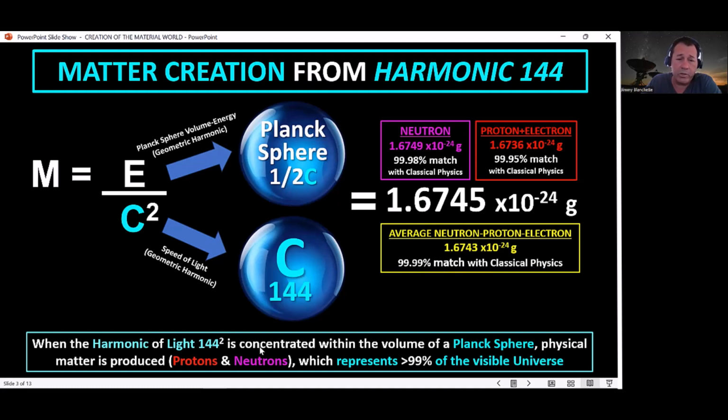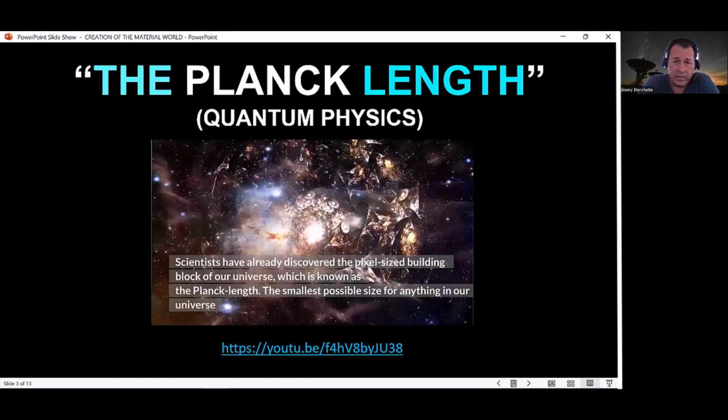So again, to summarize, when the fundamental harmonic of light 144 squared is concentrated, when that light energy is concentrated within the volume of the Planck sphere, being the smallest sphere of energy that can exist at the quantum scale, physical matter is produced. Protons, electrons, and neutrons are produced, which again represents over 99% of the visible universe we live in. So that is essentially the gist of it.